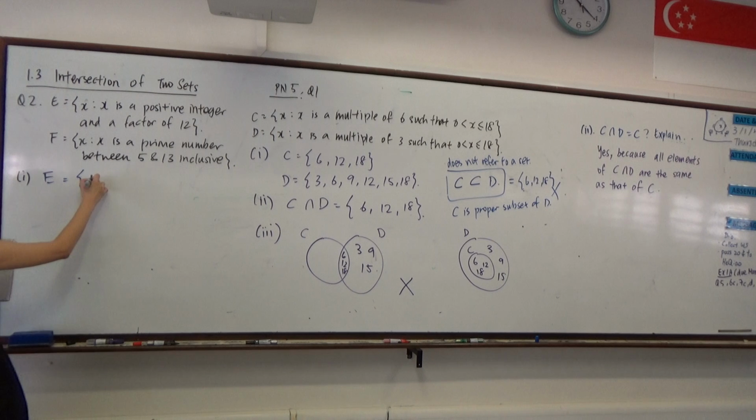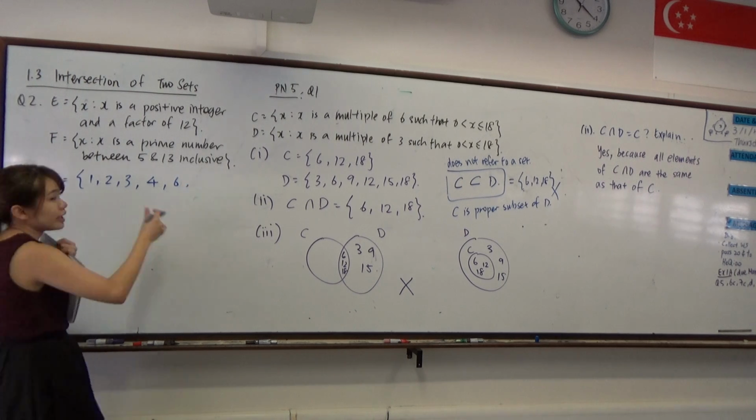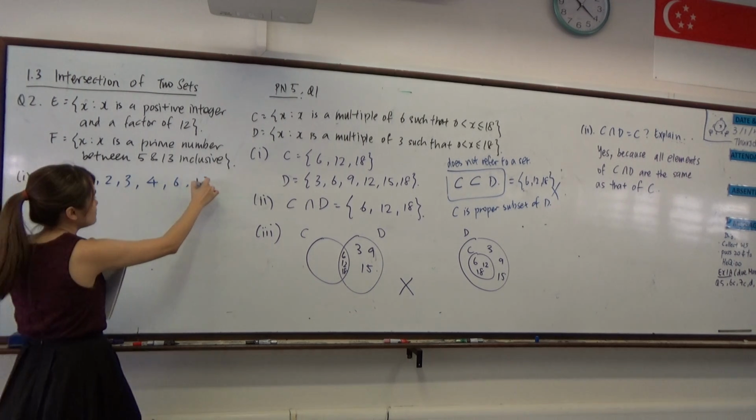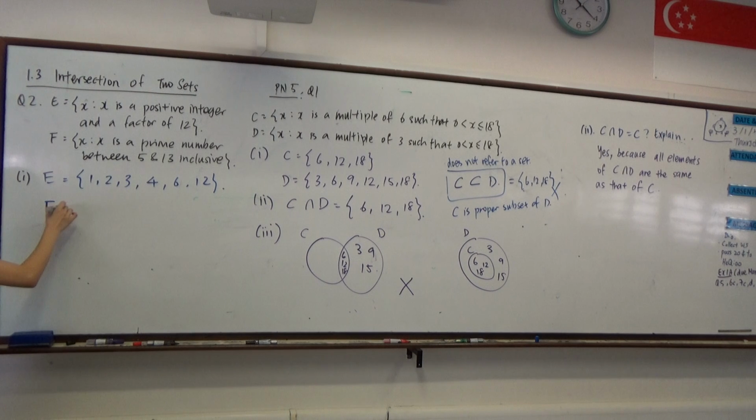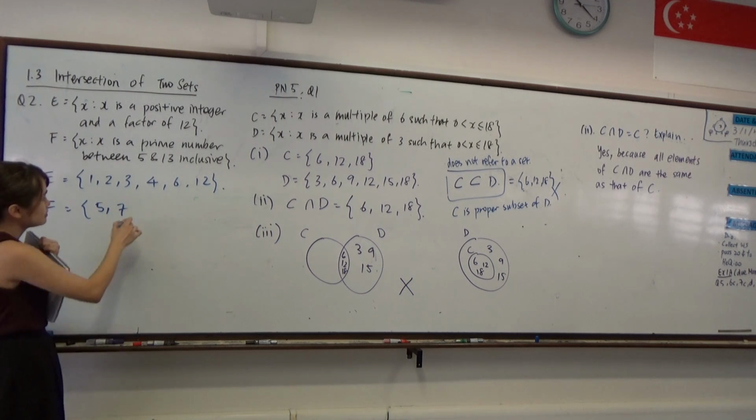1, 2, 3, 4, 6, and 12, right? And then F would be 5, 7, 11, and 13.